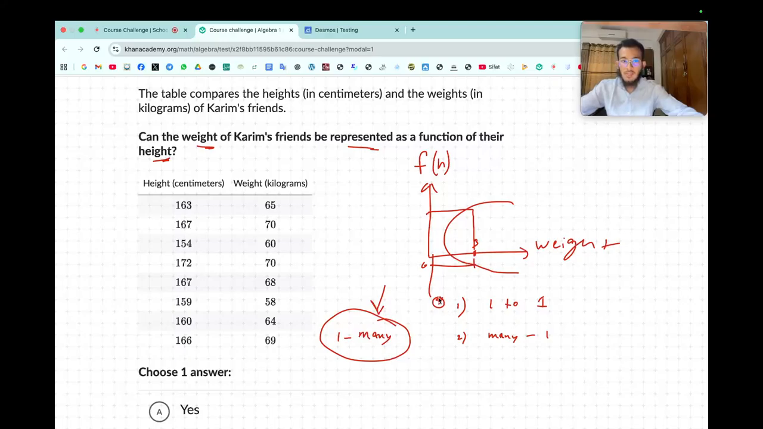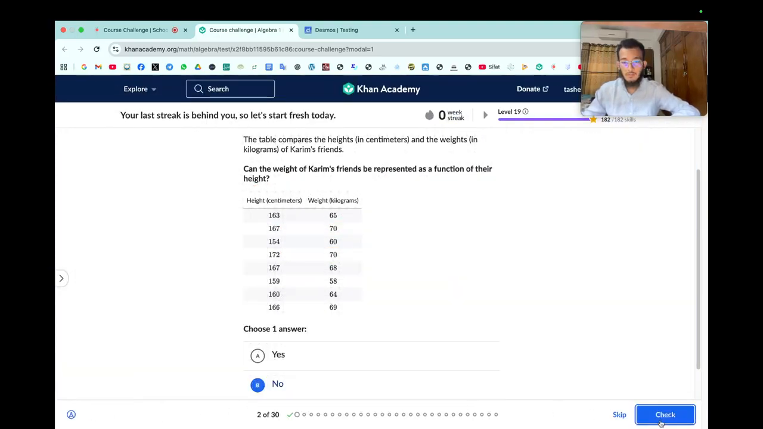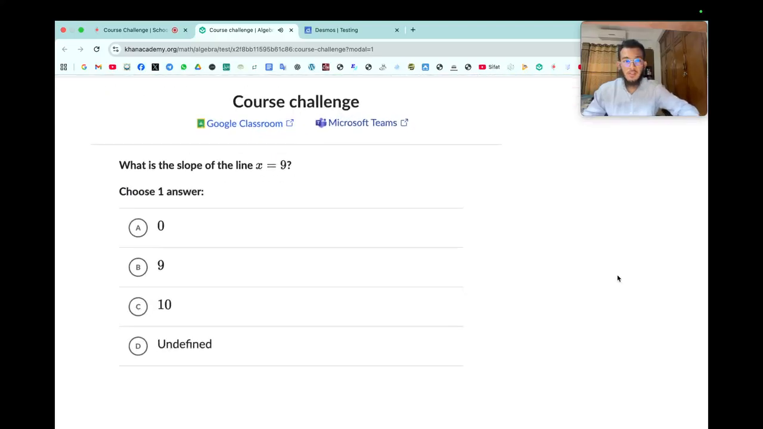So we just have to check whether for the same values of x we have multiple values of y or not. So we have 65, 70, 70. Here we go. For 70, we have the same values of x, but we have multiple values of y. So no, we cannot represent it as a function of the height. And there we go. All right, so the next question.